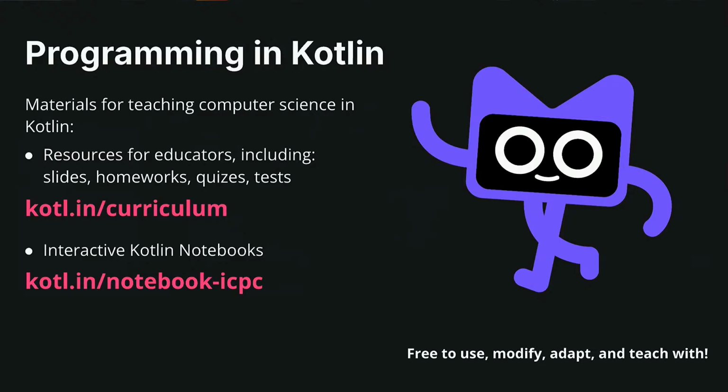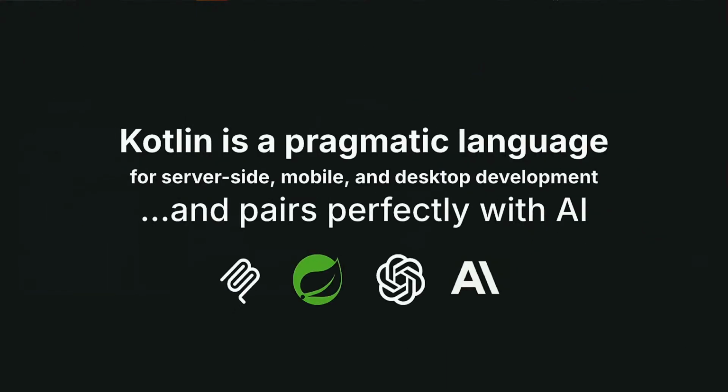And we also provide an interactive development environment called Kotlin Notebooks, where you can interactively iterate on code quite quickly. And this is all free to use, to adapt, to change, and to both learn and teach with. So yeah, Kotlin really is a pragmatic language on the server side, on mobile, for desktop development. And of course, it's 2025. It also pairs perfectly with AI.